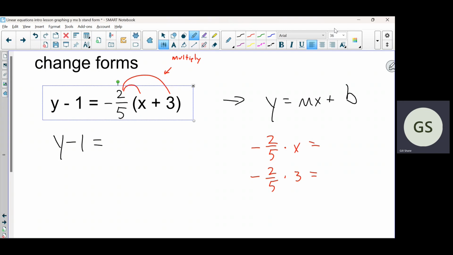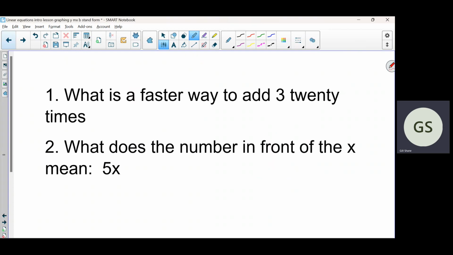So what we did for bell work was that we said, what's a faster way to add 3 20 times? We said that multiplication was a shortcut to that. Anytime you're adding the same number over and over again, you can just use multiplication. So that would just be 20 times 3. We also said if you're adding the same variable over, x plus x plus x plus x, or y plus y, or whatever, that's still multiplication. If you're adding y 10 times, that's 10y, 10 times y.